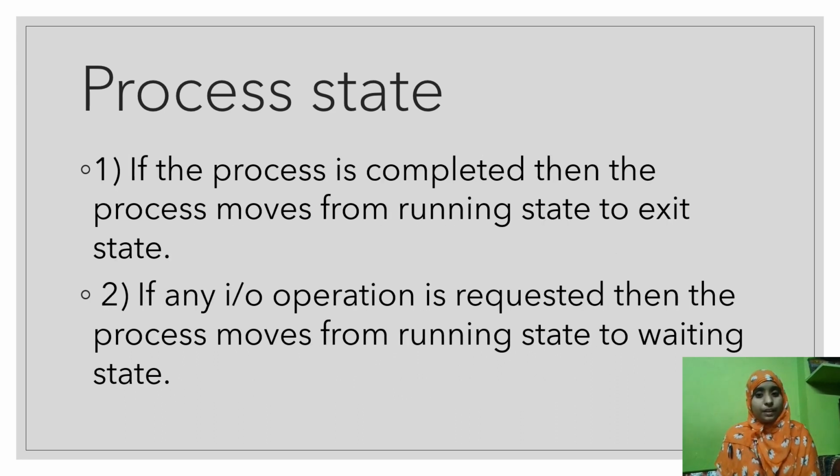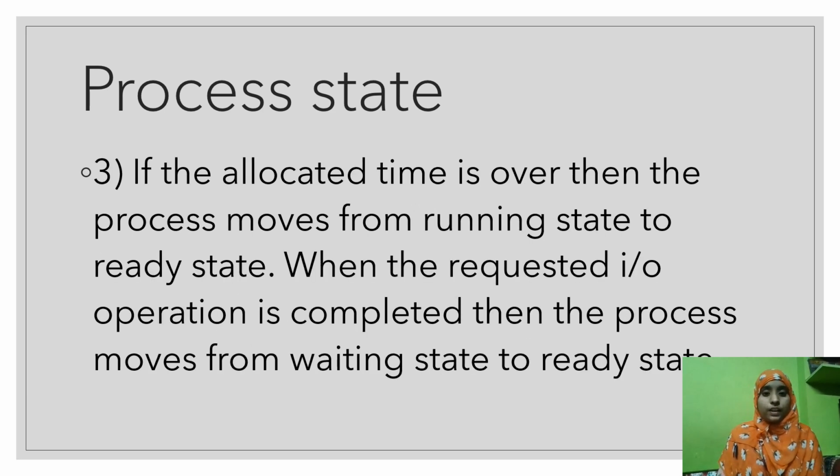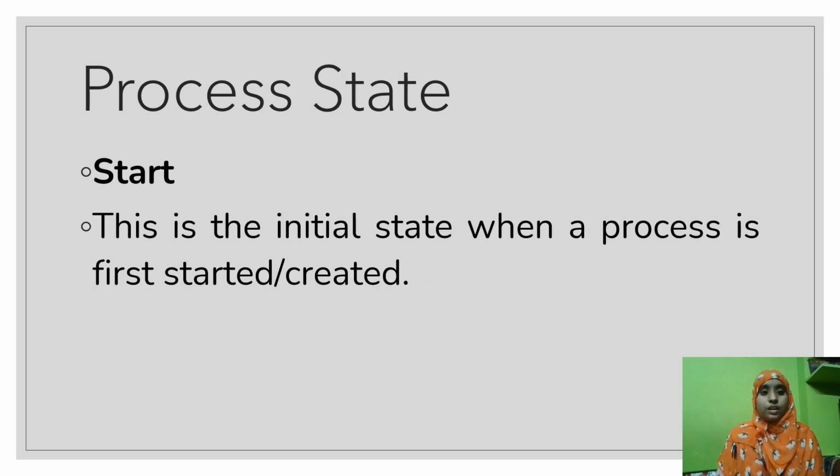If the process is completed, then the process moves from running state to exit state. If any input or output operation is required, then the process moves from running state to wait state. If the allocated time is over, then the process moves from running state to ready state. When the requested IO operation is completed, then the process moves from waiting state to ready state.